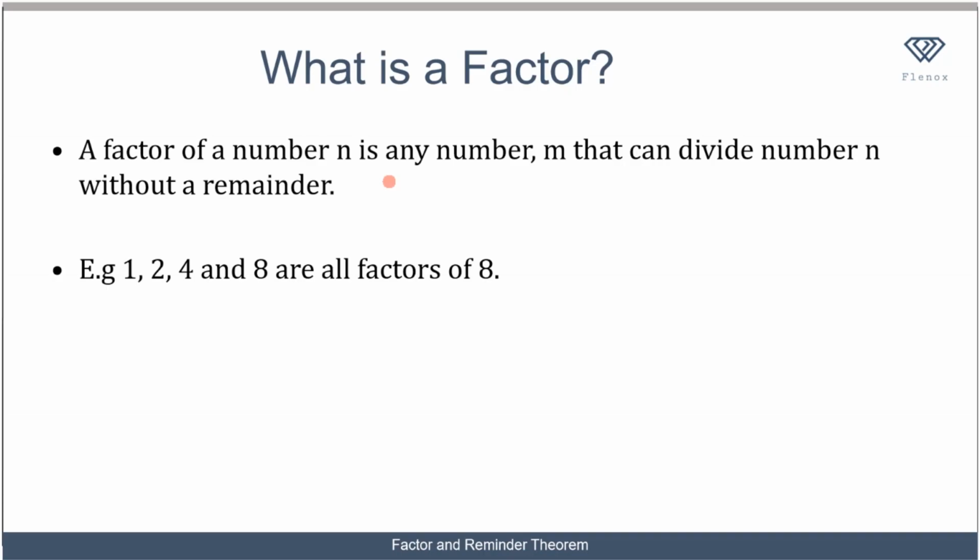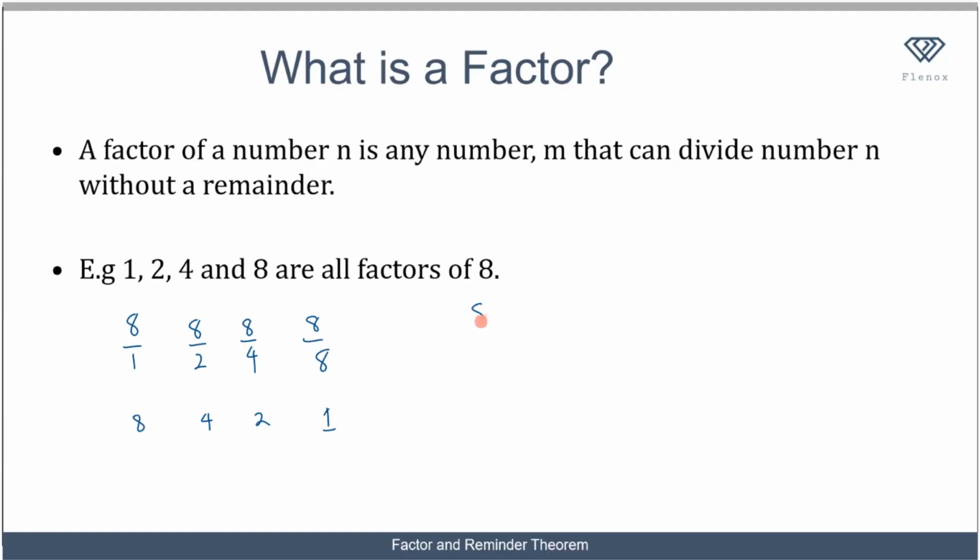For example, you know that 1, 2, 4 and 8 are all factors of 8. And why is that? Let's consider 8 divided by 1, 8 divided by 2, 8 divided by 4 and 8 divided by 8. This gives me 8, 4, 2 and 1. You can see that when I divide 8 by these numbers, my remainder is 0. There is no remainder. So I can say 1, 2, 4 and 8 are all factors of 8.